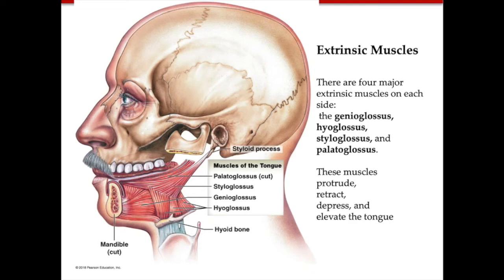The movements of the tongue are pretty much comparable to the mandible to a certain extent. So you can depress the tongue, you can elevate the tongue, you can protrude, sticking the tongue out, or retracting the tongue. Okay? So very simple, just basically know the names.